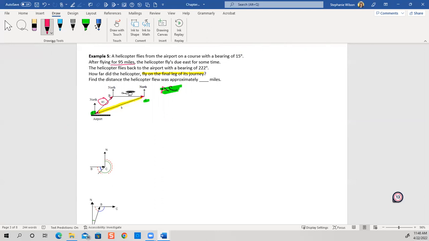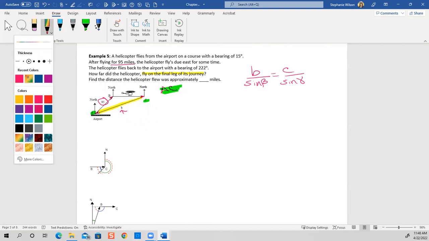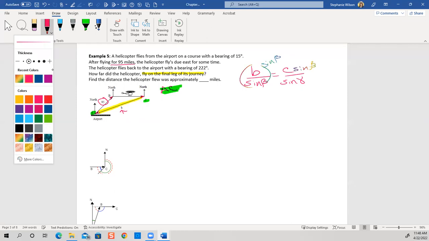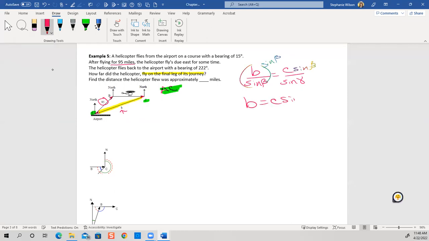All right. So we have B, because we're solving for B, right? Right here, the last leg. Sine B divided by sine beta, and we know what C is, so we use it divided by sine gamma. And we're going to solve for B by multiplying both sides by its denominator, which is sine beta. So I got B is equal to C sine beta divided by sine gamma. And we can plug in what we know.